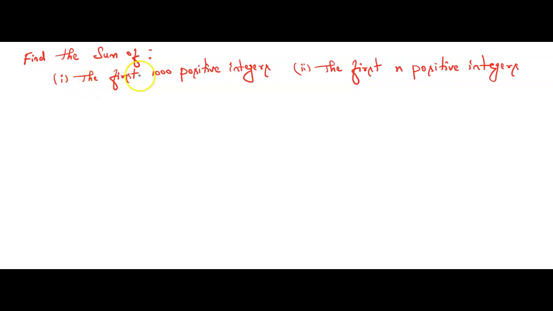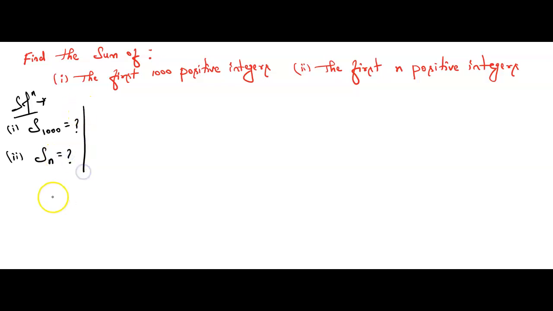Find the sum of, there are two options we have to solve. Find the sum means we are going to add the first 1000 positive integers. So what is the solution? Here it is asking how much the first 1000 positive integers sum to, that means S1000 we have to calculate. The second option is the first n positive integers, which means we are going to add the first n number of positive integers, that is Sn.